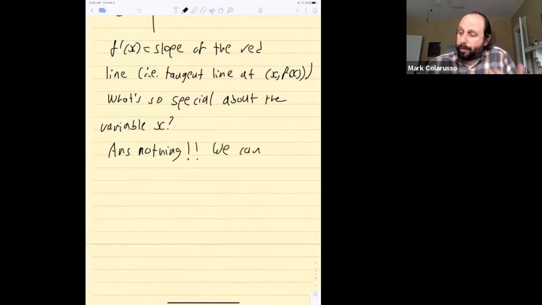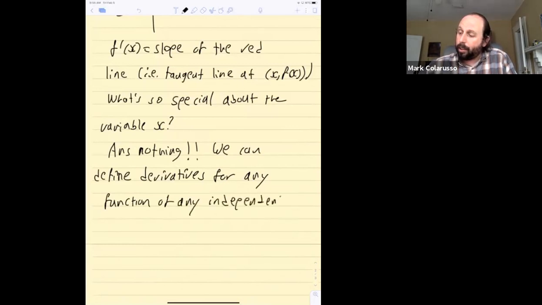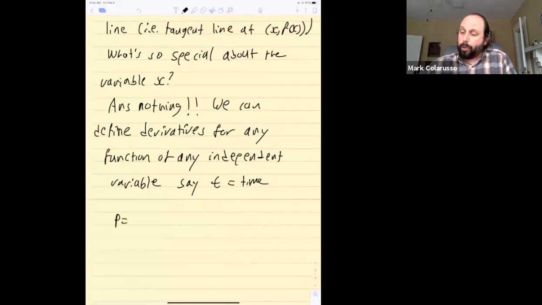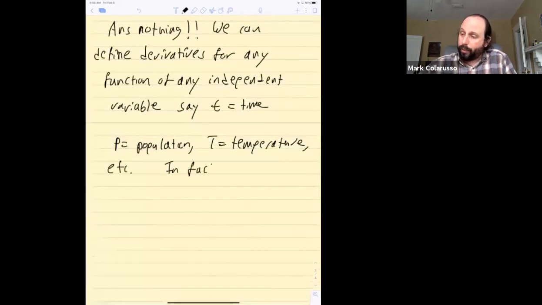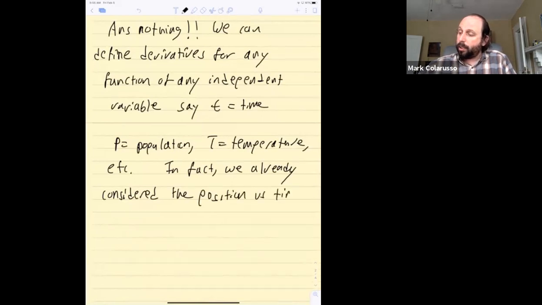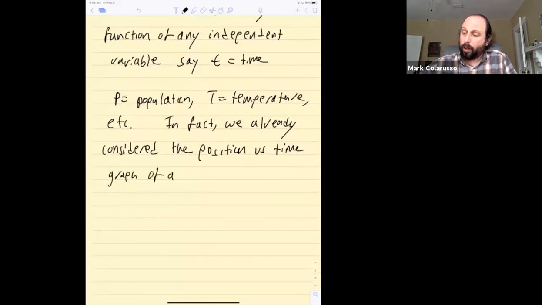We can define derivatives for any function of any independent variable, say t equals time, p equals population, capital T equals temperature, etc. In fact, like what I was saying a minute ago, we already considered the position versus time function, the position versus time graph of a moving car, back a couple of weeks ago.